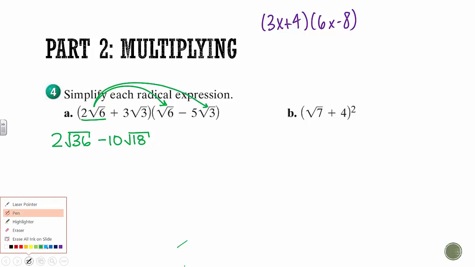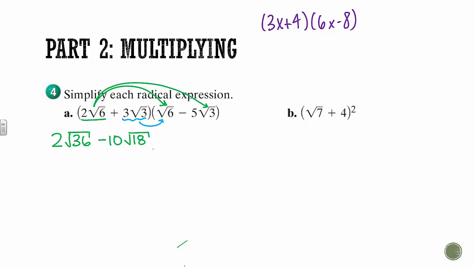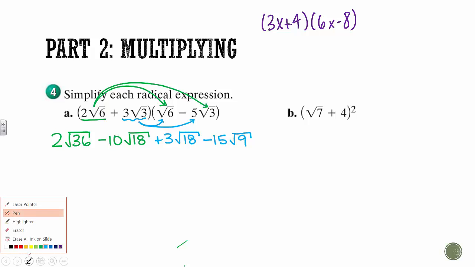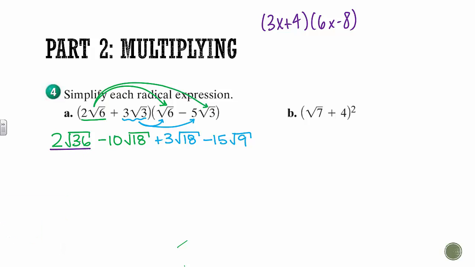And then here's double distribution, because I got to take this and distribute that. So outsides, 3 and 1, insides, 3 and 6, outsides, 3 and negative 5, insides, 3 and 3. And then we simplify. So this term here, 36, is a perfect square, so hopefully that's stuck in your head. That's really 2 times 6, or 12.